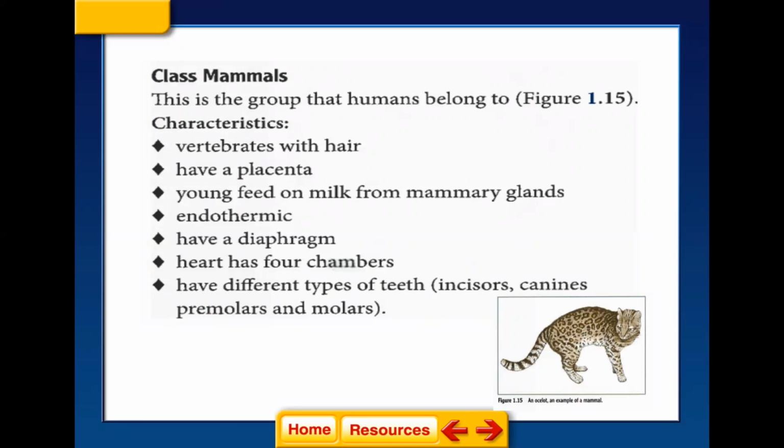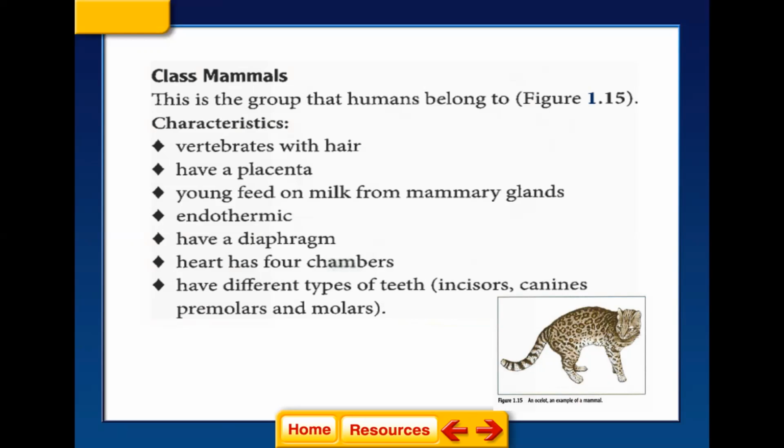Class mammals, the 5th class. This is the group we humans belong to. The characteristics: they're vertebrates with hair or fur. They have a placenta that supplies the embryos inside their mother's body with nutrients and oxygen, and removes waste. The young feed on milk from the mammary glands, which make the mammals unique.